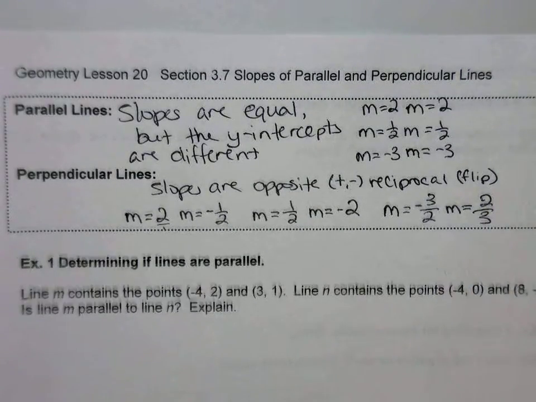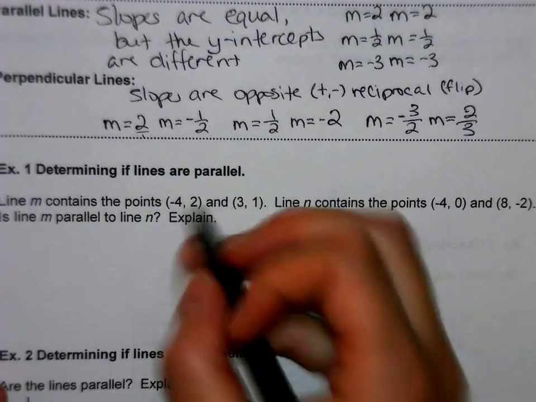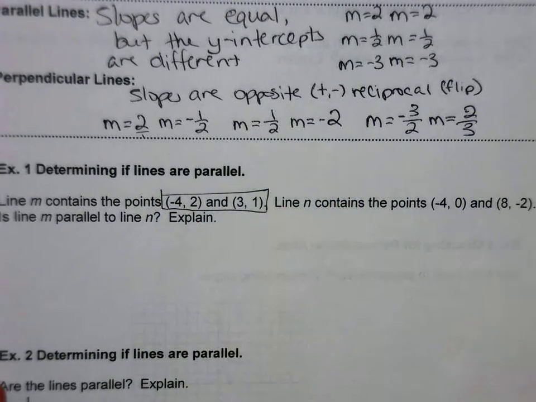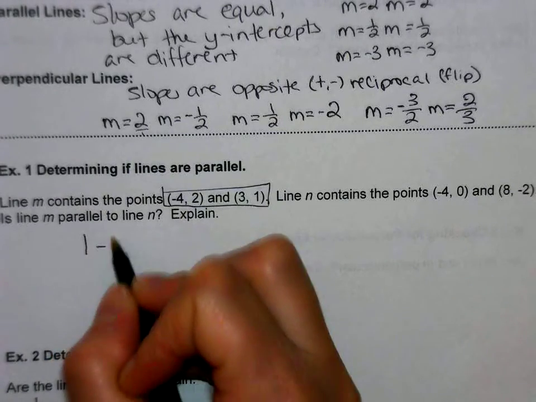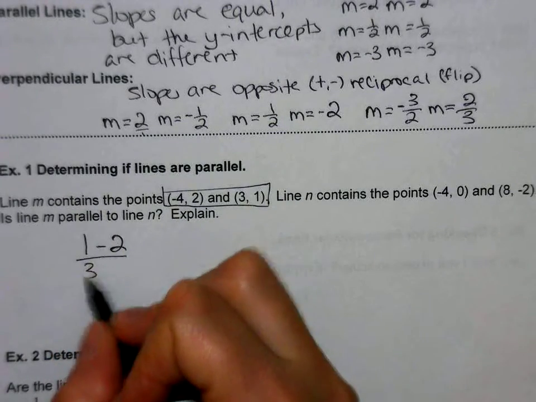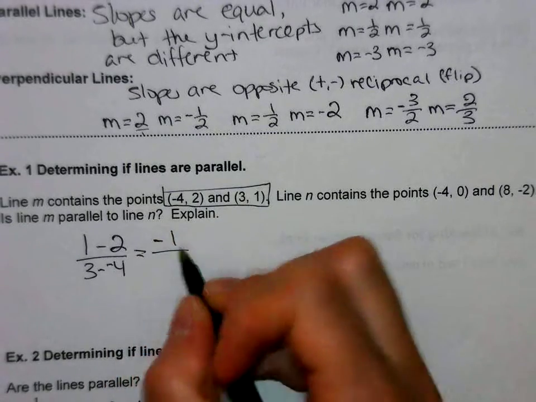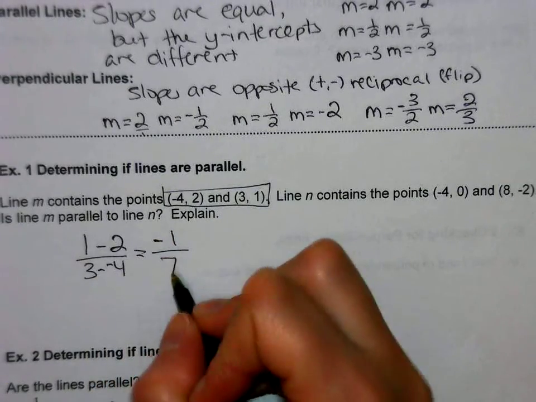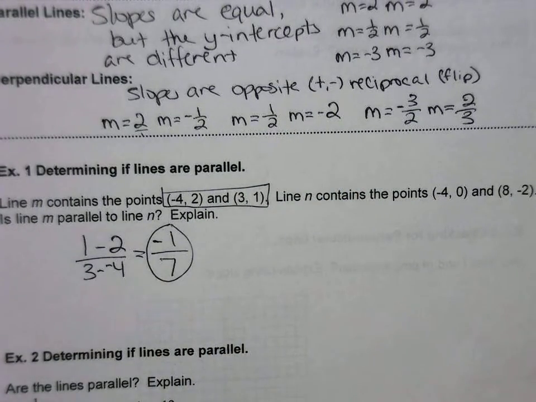So let's look at example 1. We need to determine if these two lines are going to be parallel. So first we need to take a look at this line that contains these 2 points, and we need to find our slope. So we take 1 minus 2 over 3 minus -4. 1 minus 2 is -1. 3 minus -4 is +7. So our line M has a slope of -1.